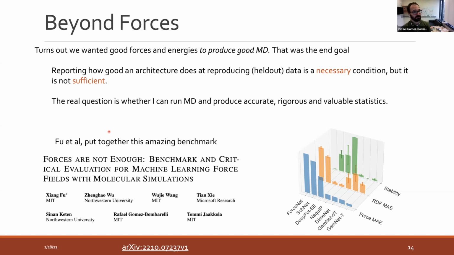And it turns out being good at predicting forces is not necessarily a good predictor of performance at this other metric. So for instance, there is here a ForceNet. ForceNet is a neural network that is not energy conserving.